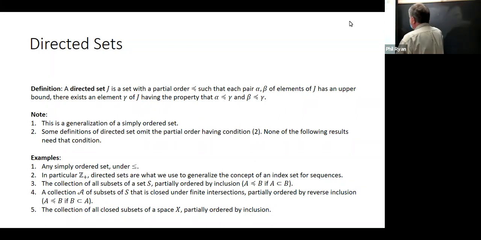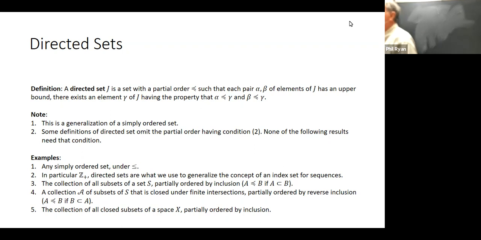Okay, and example 4. For us, we're actually going to be more interested in reverse inclusion, because if you think about it, you want your sequences to kind of narrow in on something. So reverse inclusion is much neater. So let's say a collection of subsets that is closed under finite intersections, i.e. open sets, for example, partially ordered by reverse inclusion.